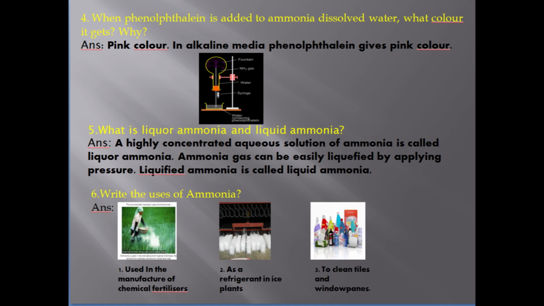What are the uses of ammonia? Ammonia is used in the manufacture of fertilizers like urea, ammonium sulfate, ammonium phosphate, etc. Ammonia is used as a refrigerant in ice plants. It is also used to clean tiles and window panes.